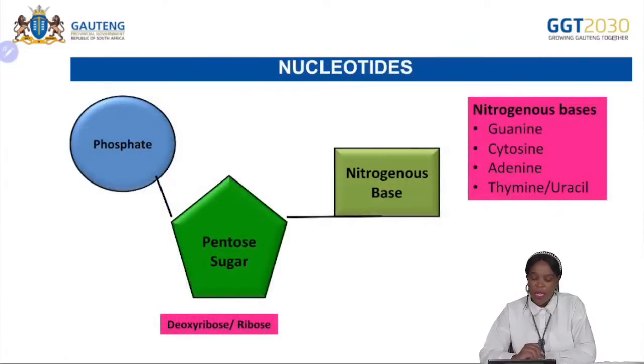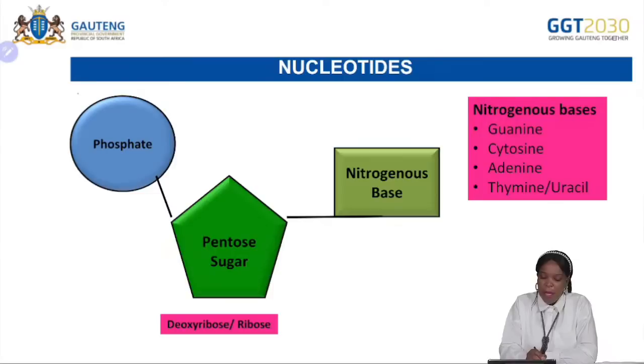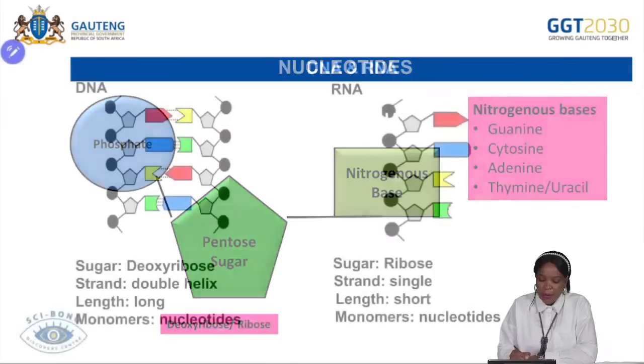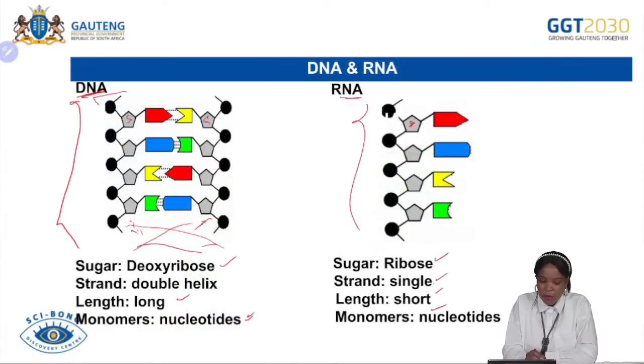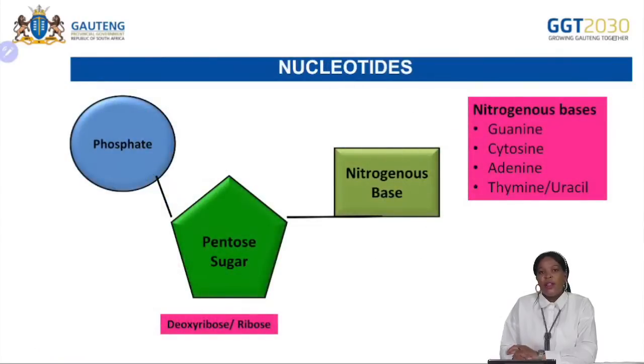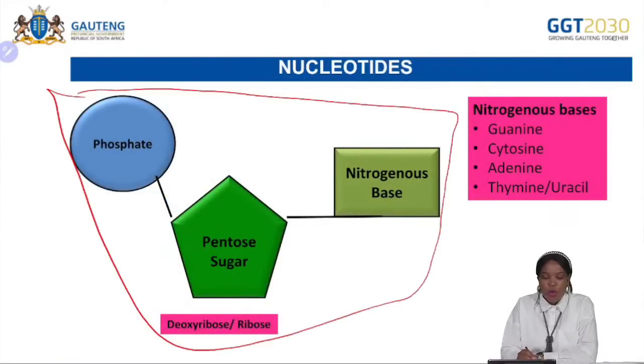Right. So when you take a look at the nucleotides, this is the basic structure of a nucleotide. Remember, this is your entire nucleotide. A nucleotide is not just one molecule or one diagram. It comprises three things. So let us take a look at what a nucleotide comprises. The first group is your phosphate group. Then you have your pentose sugar.